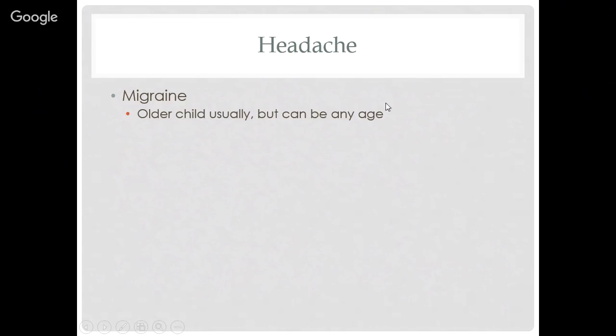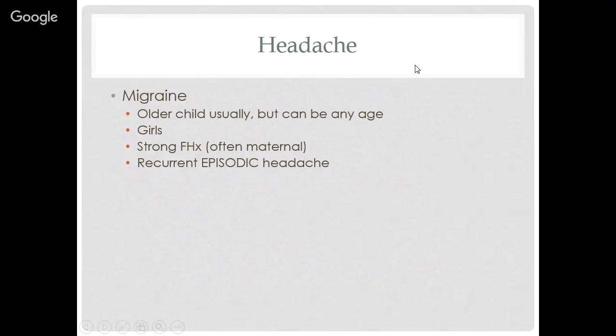So headache, usually an older child. Migraine tends to be girls. So the patient we had last year in the OSCE was a 7-year-old girl. Strong family history as well, usually on the maternal side. So that patient we had last year, her mom had migraines and her mom's mom had migraines. They couldn't make it more obvious. And you really should ask about the mom's type of headache.